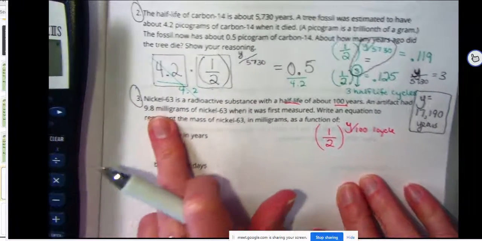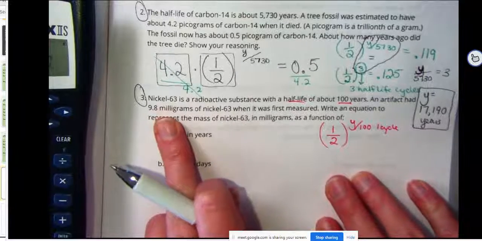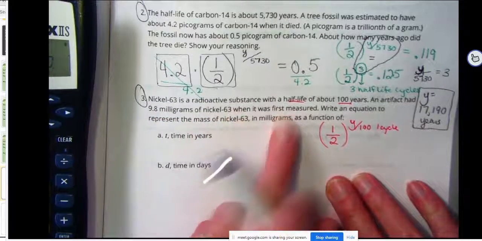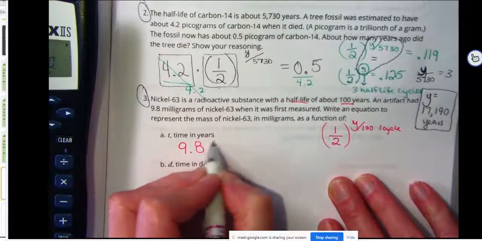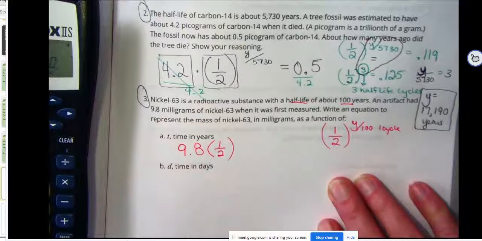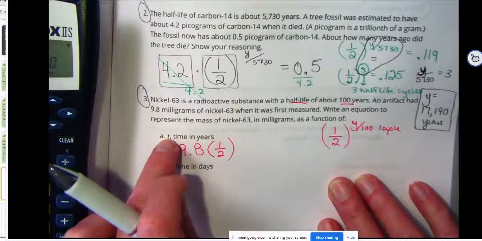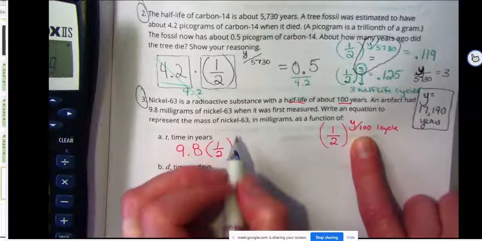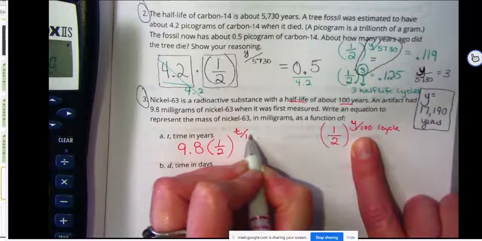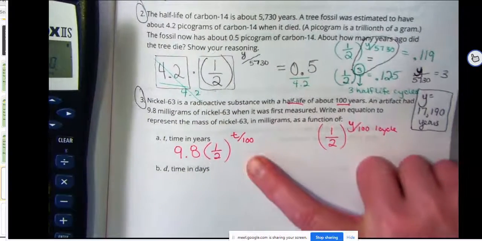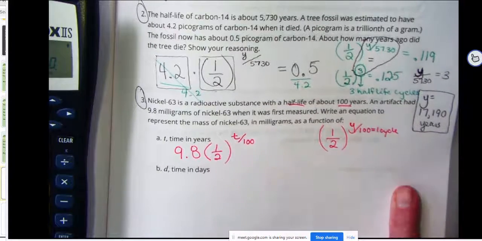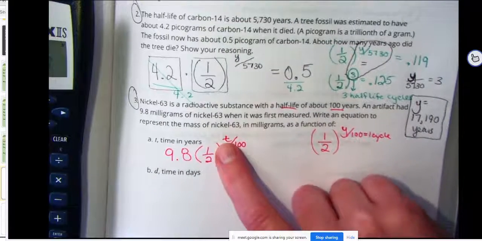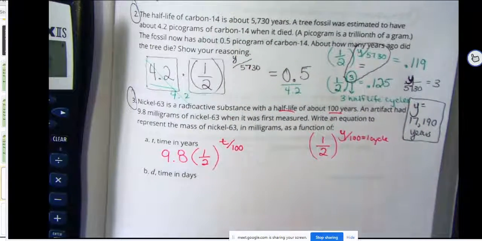An artifact had 9.8 milligrams to start with of nickel-63 when it was first measured. So there's a great starting point, 9.8 milligrams. We already know a growth factor of 1/2. And if we're just looking at time in years, well, we already wrote that idea. Whatever our time is in years, we're going to divide that by 100 because there's 100 years in one cycle. So if I put 1 over 100, I would get 1 year out of that 100-year cycle.